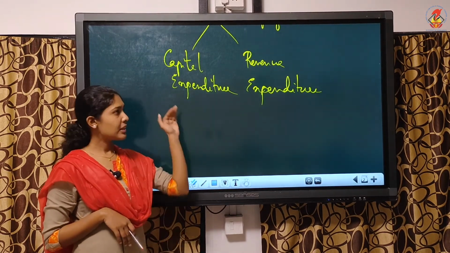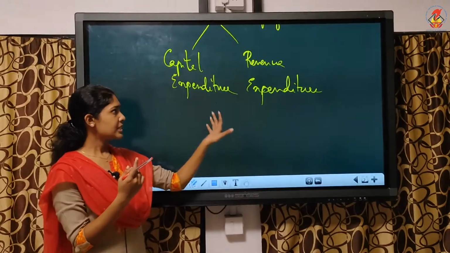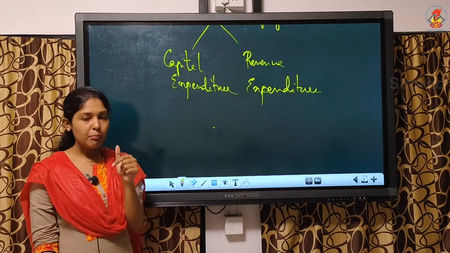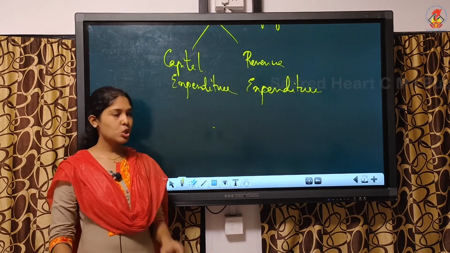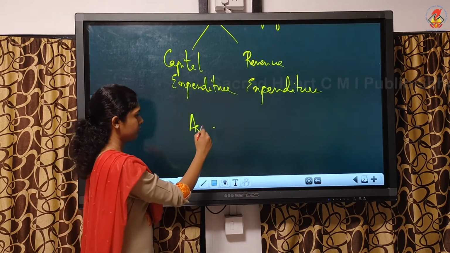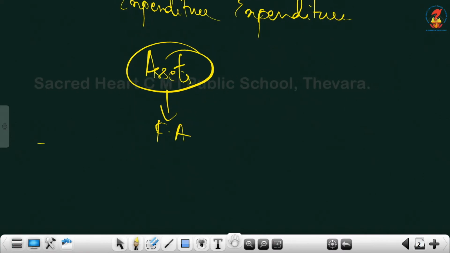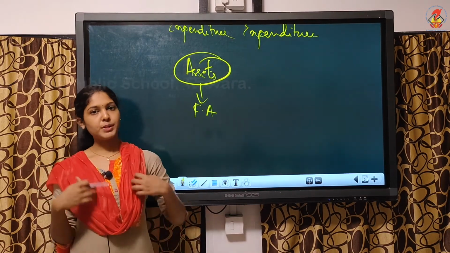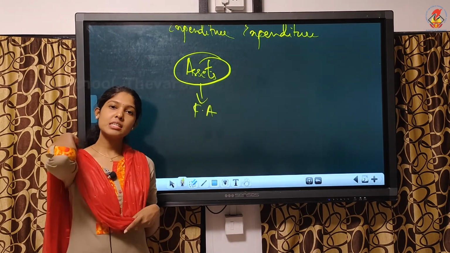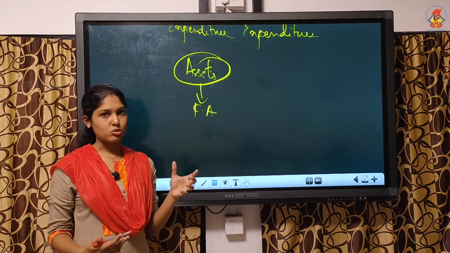Now, capital expenditure, just like we discussed capital receipts, it is the reverse here. Capital expenditure means the amount paid or payable against purchase of assets. Assets means the fixed assets. So, what examples can you write here? Purchase of building, purchase of land, purchase of furniture, any fixed assets you can write here. So, that is the meaning of capital expenditure.